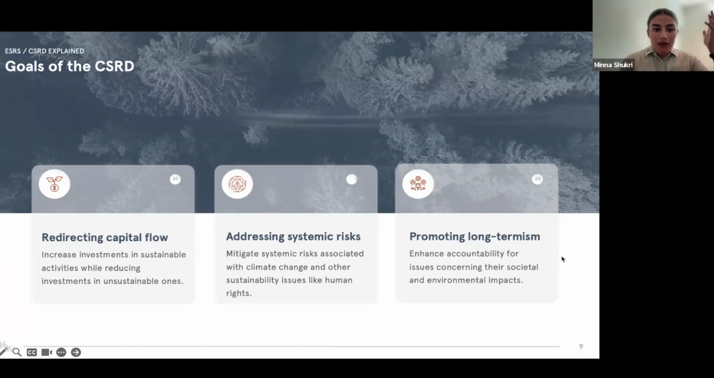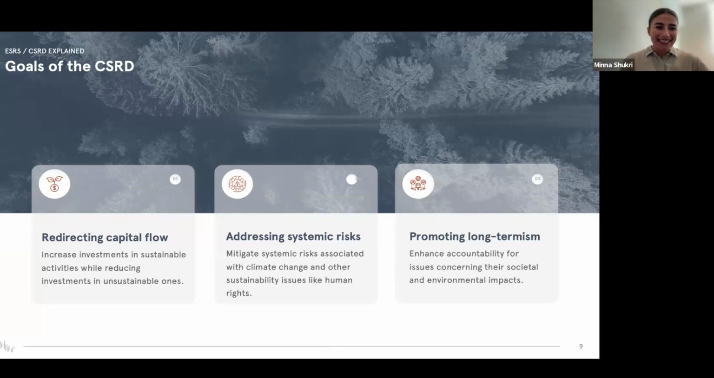So typically within organizations, what we see right now is that we think, or at least we plan, 3 to 5 years ahead on a strategic level, and also in terms of risk assessments. But with the CSRD, we are obliged to look beyond the 5 years to understand the total societal and environmental impacts that we might have.